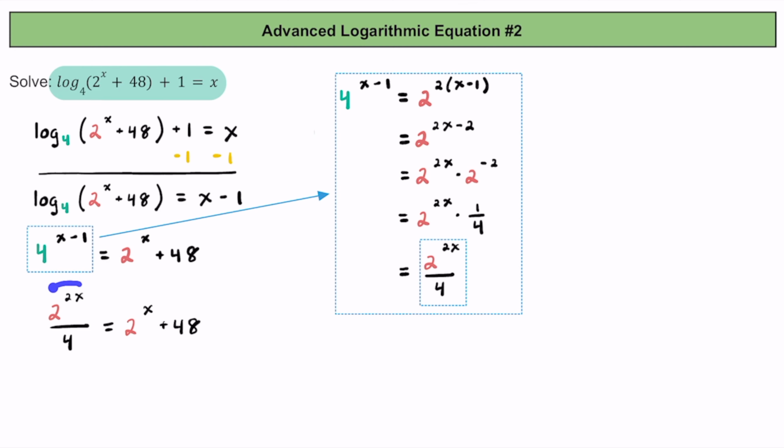Then we're going to want to notice that the numerator on the left side actually looks pretty similar to this 2 to the x power on the right side, but they're a little bit different. There's an extra 2 there. But let's see if we can manipulate this a little bit with some algebra.